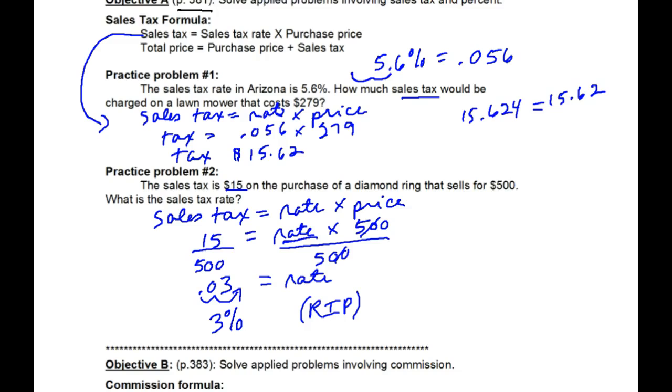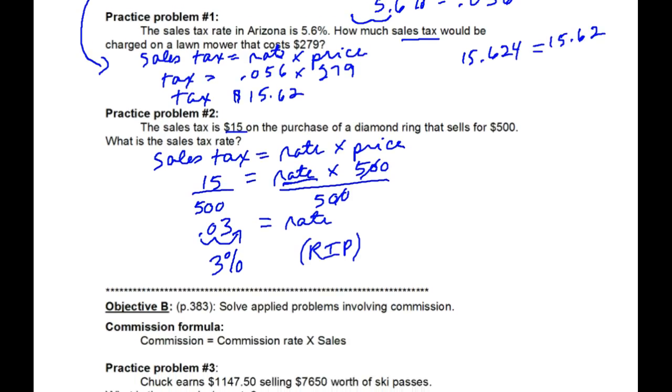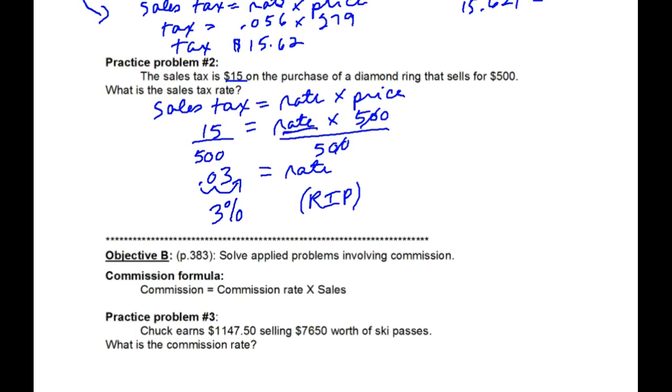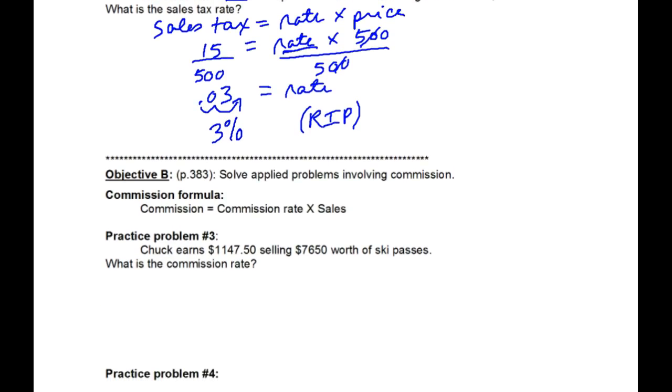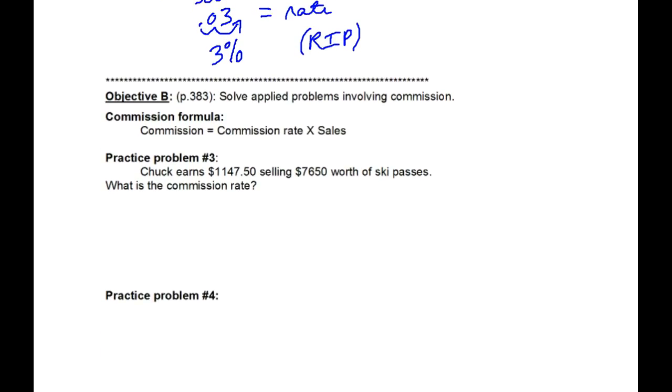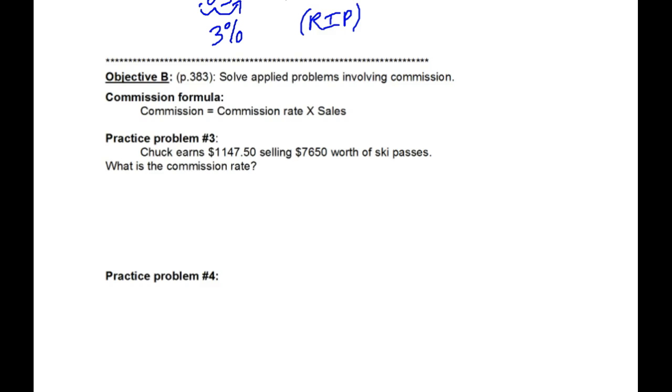So those are two sales tax problems. Both of them are based on the formulas that they're showing us there in the textbook. The next objective is on page 383. And then we're going to use a different formula, but it's really the same thing. The commission is the amount, the commission rate is the percent, the sales is the base. So it's still amount equals percent times base.